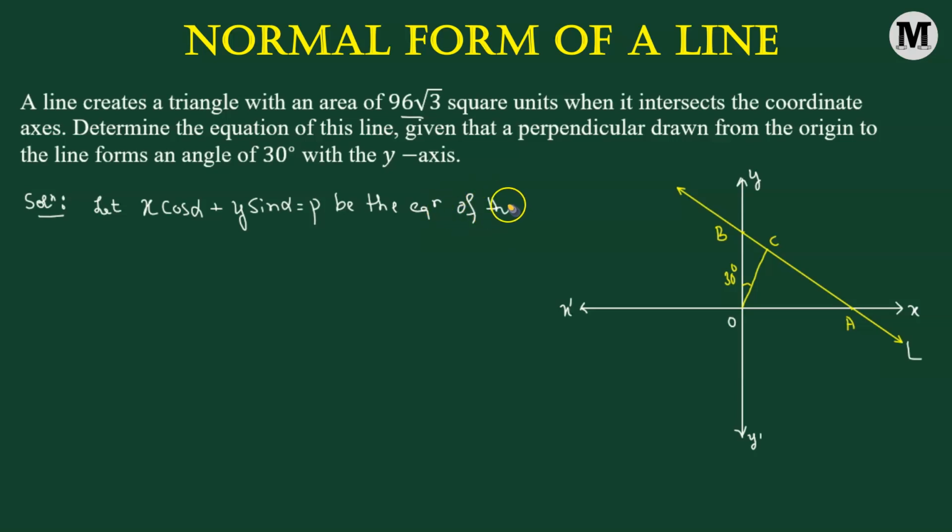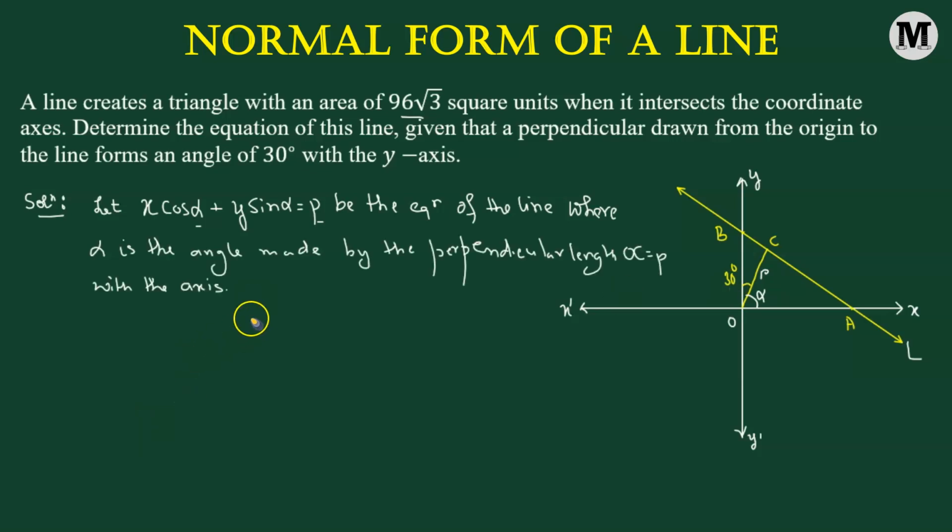Now in this equation, we have to specify what alpha is and what p is. Here alpha is the angle made by OC with the x-axis, and the length OC is the perpendicular distance p. Now we can easily find the value of alpha, because alpha plus 30 degrees must sum up to 90 degrees, which means alpha equals 60 degrees. So we now have the value of alpha, that is 60 degrees.